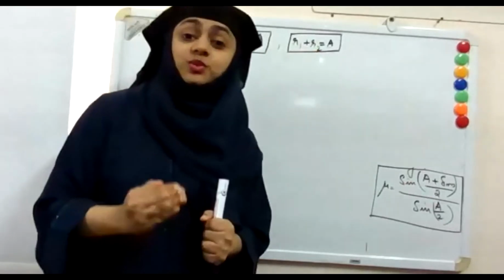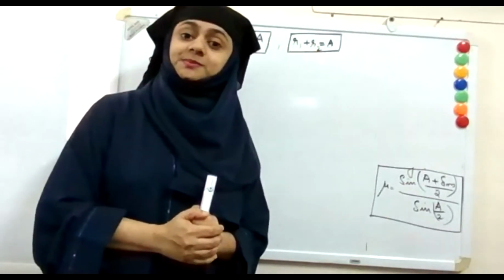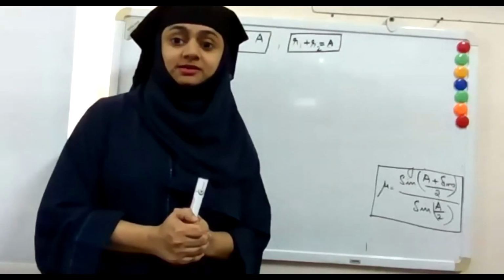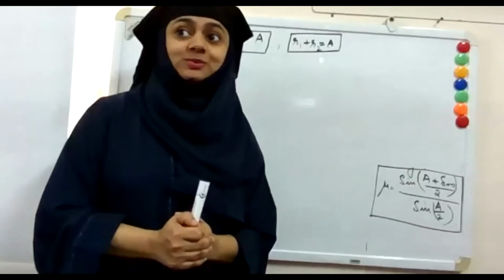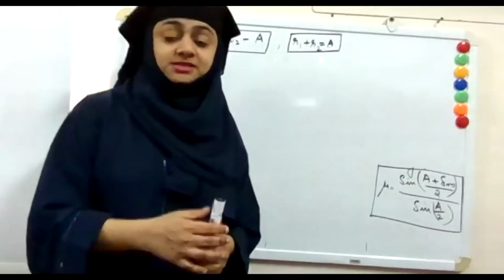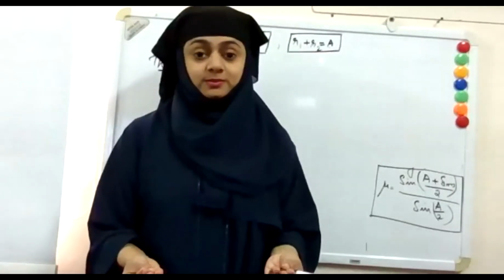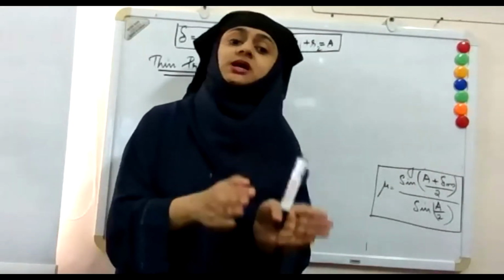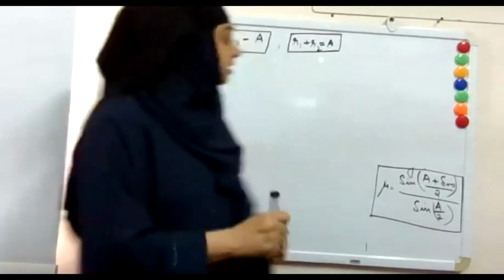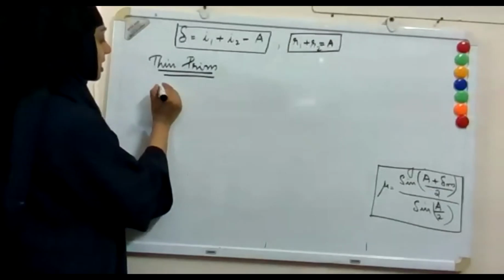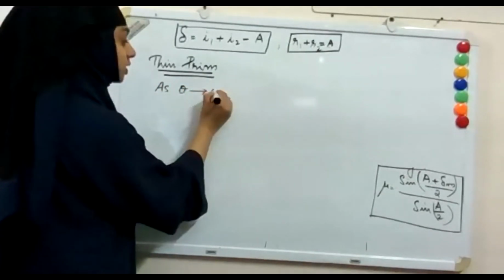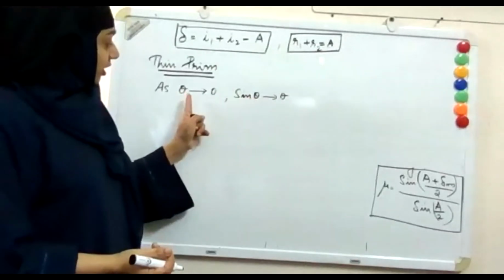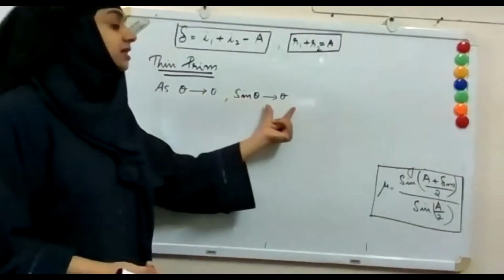So when theta is very small, what will be sine theta? As theta is very small, what will be sine theta? Less. Sine theta will be theta itself. What is sine 0? 0. So when theta is very near to 0, which means it is very less, sine theta can be approximated to theta. I think you must have learned this in trigonometry. As theta tends to 0, sine theta tends to theta. So if theta is very small, we can consider sine theta as theta itself.